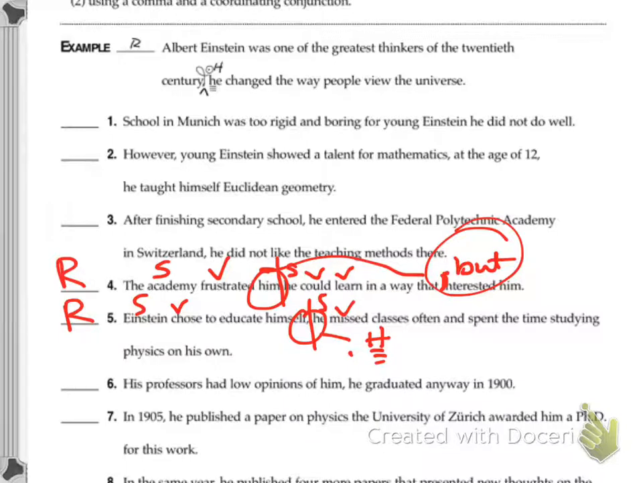Now for number 5, I thought that this time the best way to fix it would be to add a period and a capital letter, because these seem like 2 separate ideas. He chose to educate himself, period. He missed class often and spent time studying physics on his own. That way, they kind of go together, but they're still separate and just next to each other. You could choose to use a conjunction there too, but I just thought this was a good one to show you that other way.